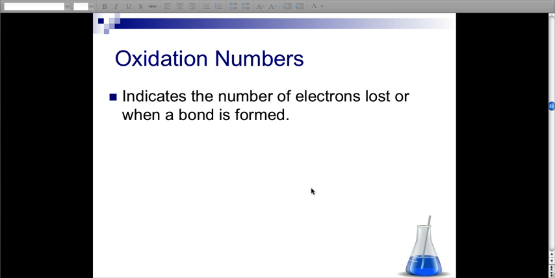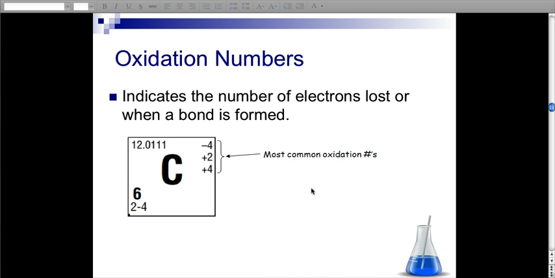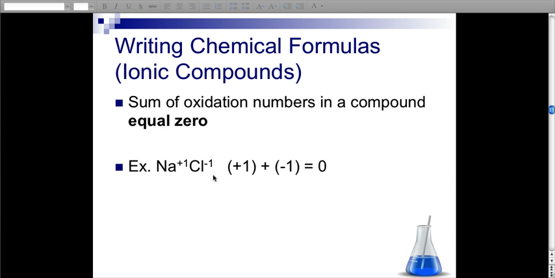So oxidation numbers indicate the number of electrons lost or gained when a bond is formed. So here carbon has 3 possible oxidation numbers. It can either be a -4, as if it gains 4 electrons, a +2, it has given away 2 electrons, or a +4, where it has given away 4 electrons.